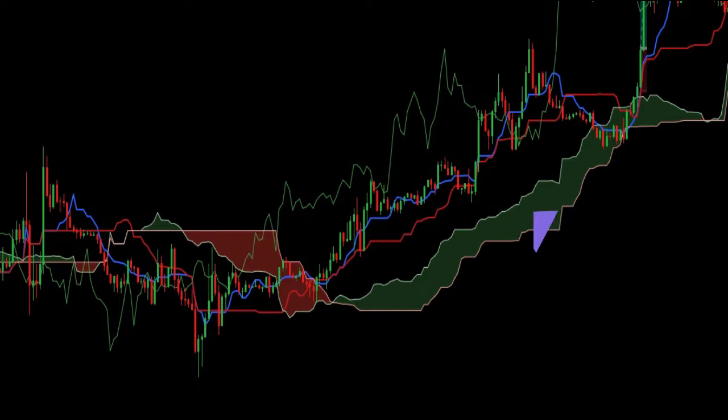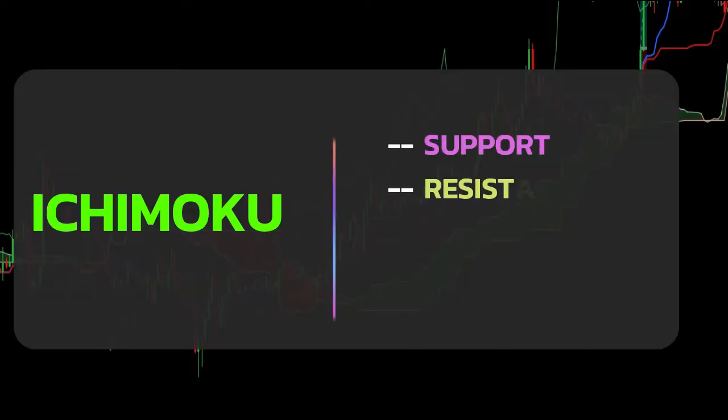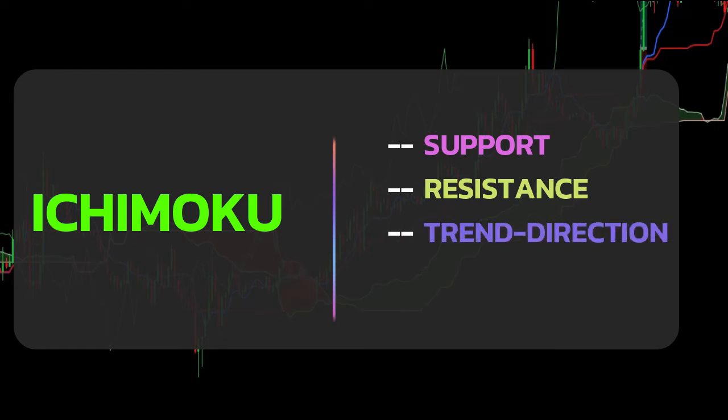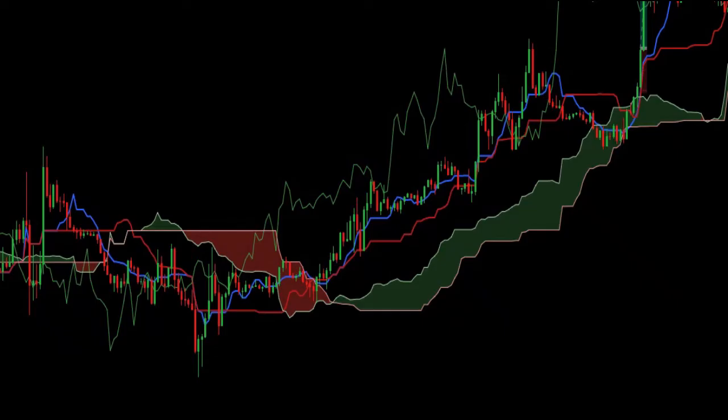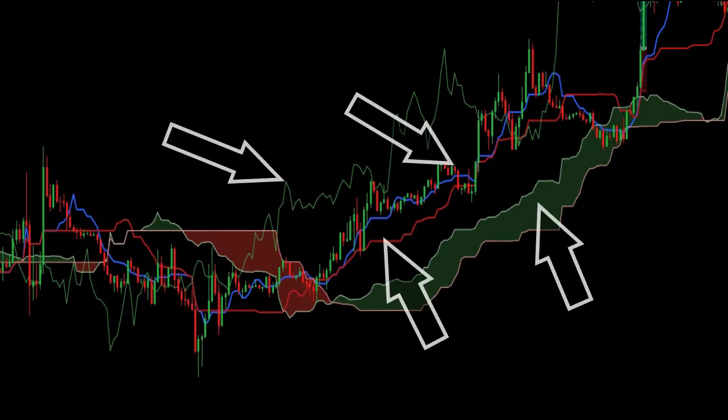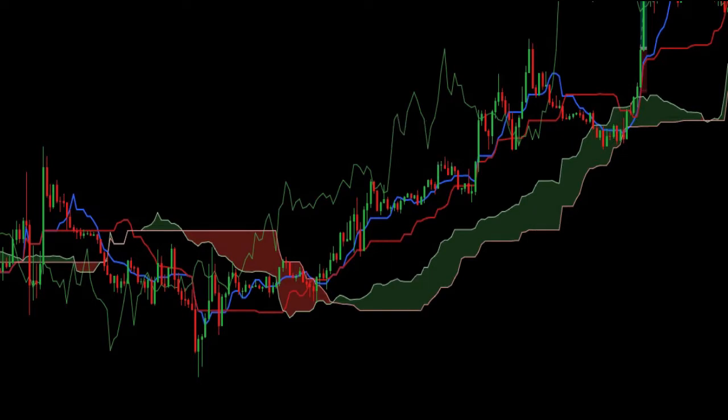The Ichimoku indicator is an all-in-one indicator that provides information about support, resistance, trend direction and momentum, all at the same time. The Ichimoku indicator is a potent trading tool, but many traders feel overwhelmed when looking at all the lines and information that the indicator gives them and then often misinterpret the Ichimoku signals. But in this video, I will try to make you understand the Ichimoku indicator in the easiest way possible.